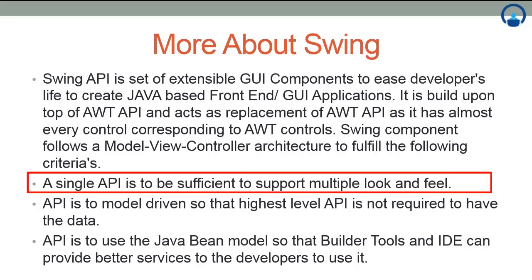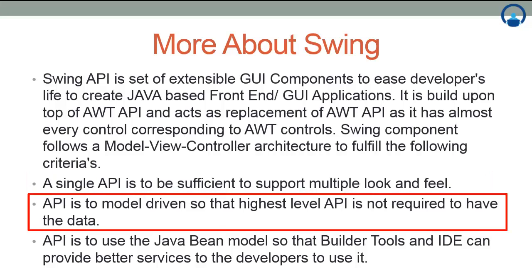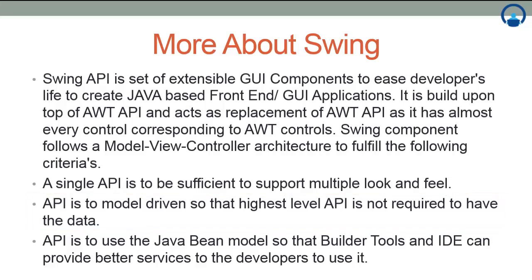First of all, a single API is to be sufficient to support multiple look and feel. The API is to be model driven, so that the highest level API is not required to have data. And the API is to use the Java Bean model, so that the builder tools and IDEs can provide better services to the developers to use it. So it follows a Java Bean model.